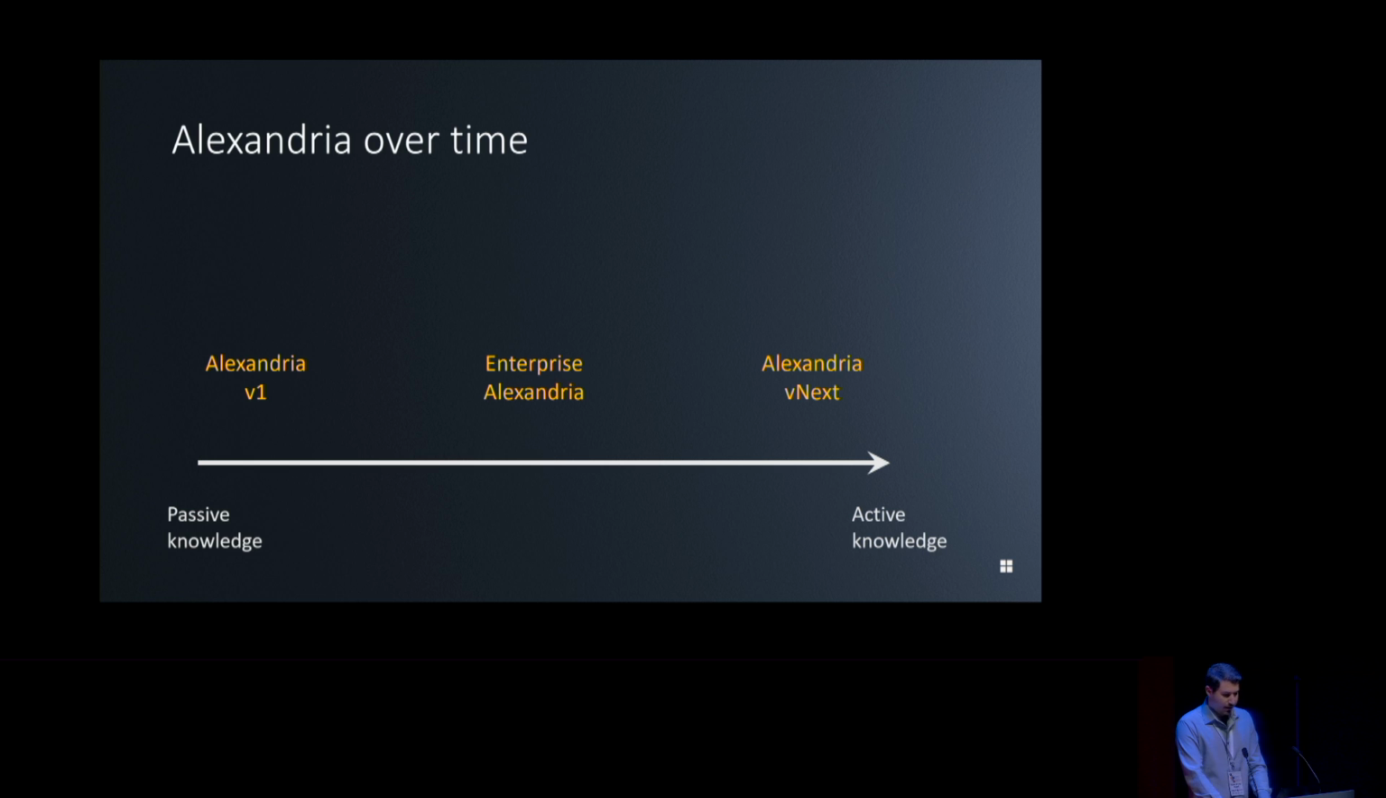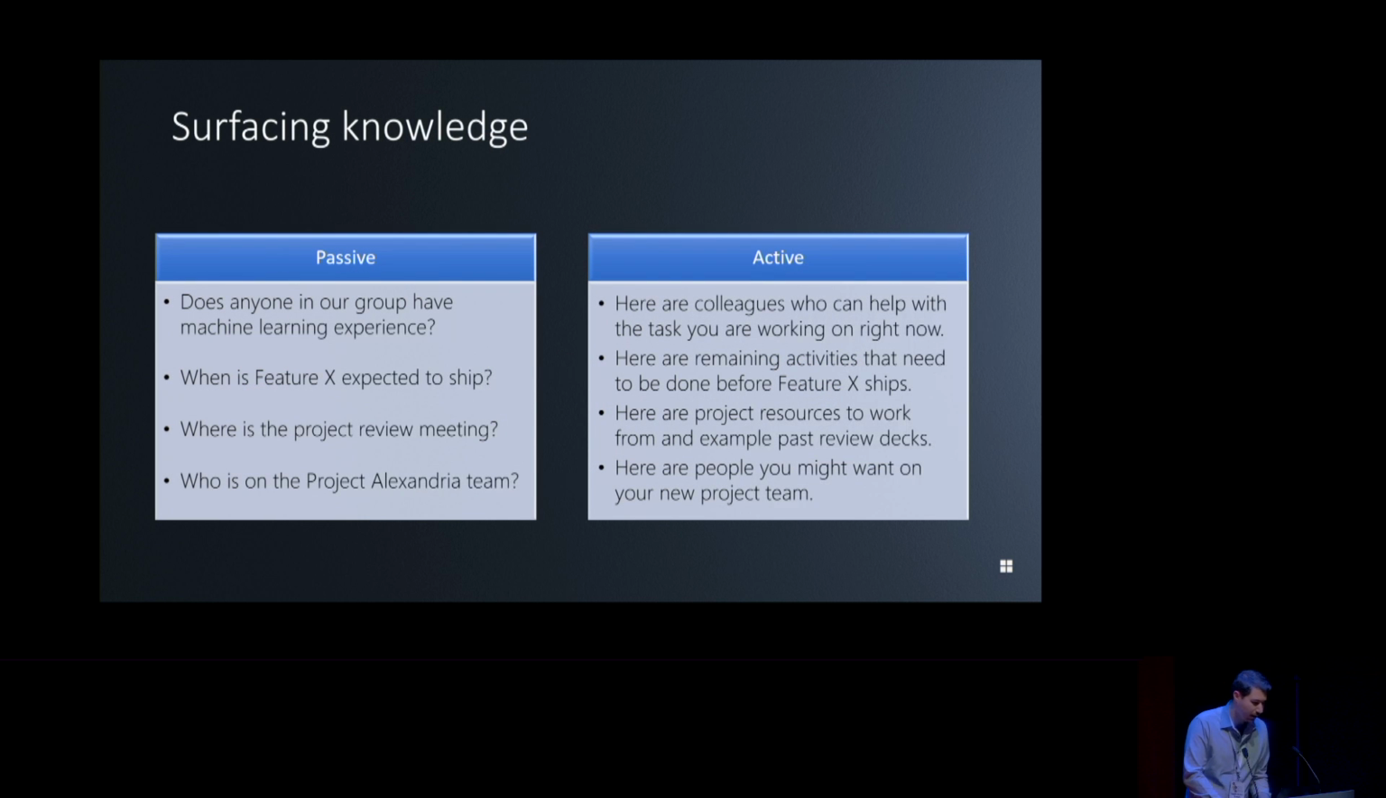I'll give a quick example of what I mean by this passive and active knowledge, because this is really where we see knowledge systems having potentially a lot of impact. If you take a passive example where a person would ask, does anyone in our group have machine learning experience, right? Now, maybe they ask this because they actually need colleagues who can help them with the task that they're doing right now. So if we had all of this context, if we had modeled their workflows, and if we have in our knowledge base all of that information, then we can surface it to people proactively, right?